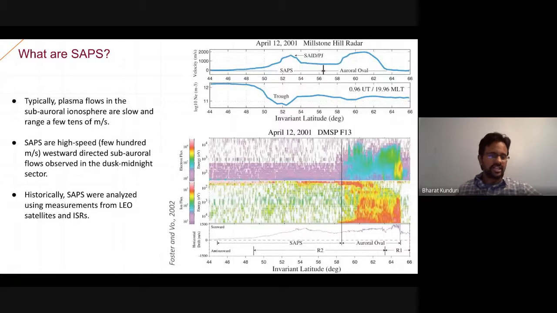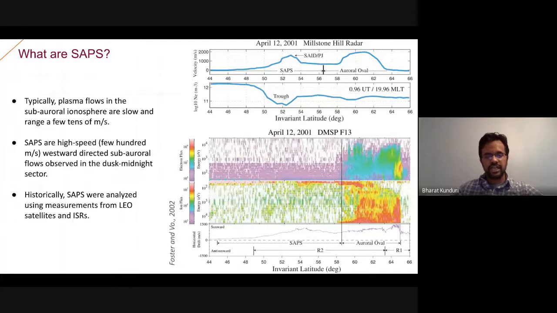So what are SAPs? SAPs are Sub Auroral Polarization Streams. If you look at the Sub Auroral Ionosphere during nighttime, typically plasma flows are very slow. They range a few tens of meters per second whenever there is no strong geomagnetic activity. During quiet times, you would probably see plasma flows in the 10 to 70 to 80 meter per second range. But during disturbed geomagnetic conditions, especially when there is a geomagnetic storm, you see high-speed plasma flow features called SAPs, or Sub Auroral Polarization Streams.